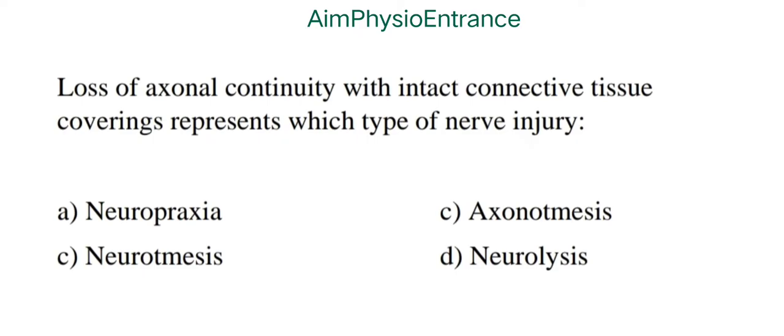Moving to the third question, that is, loss of axonal continuity with intact connective tissue coverings represents which type of nerve injury? And the options are A. neuropraxia, B. axonotmesis, C. neurotmesis, or D. neurolysis. And the answer would be B. axonotmesis.